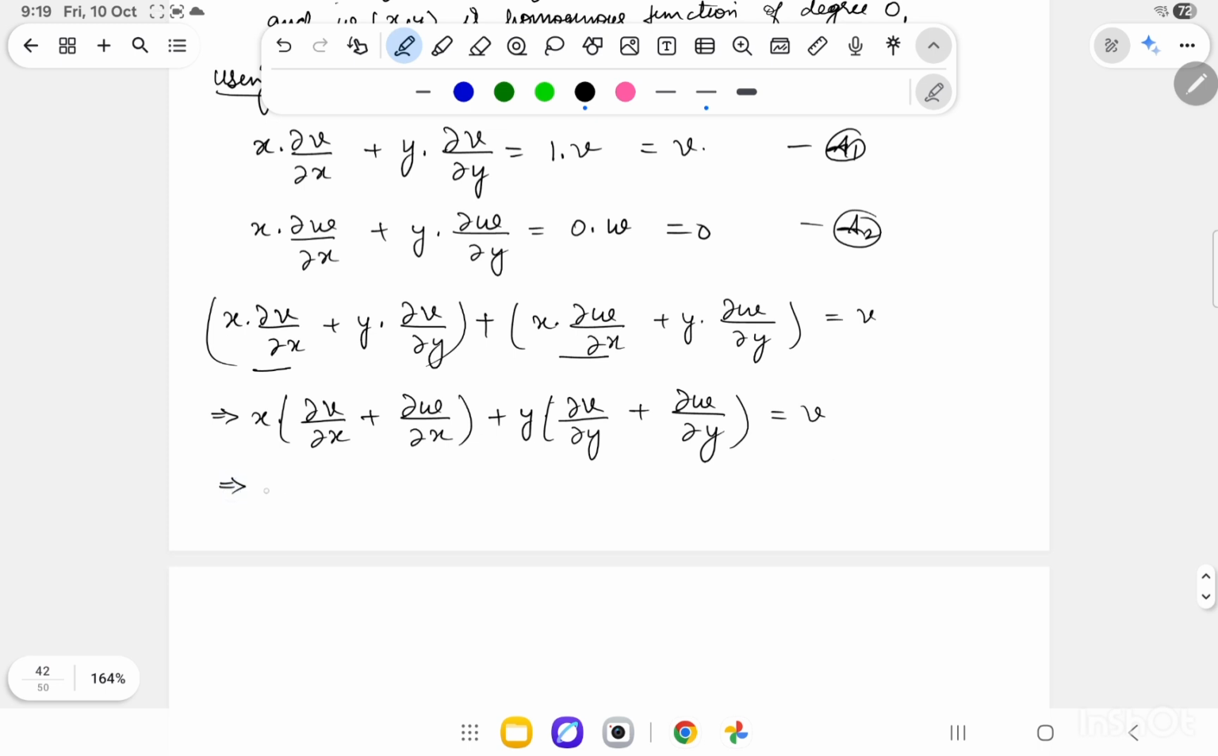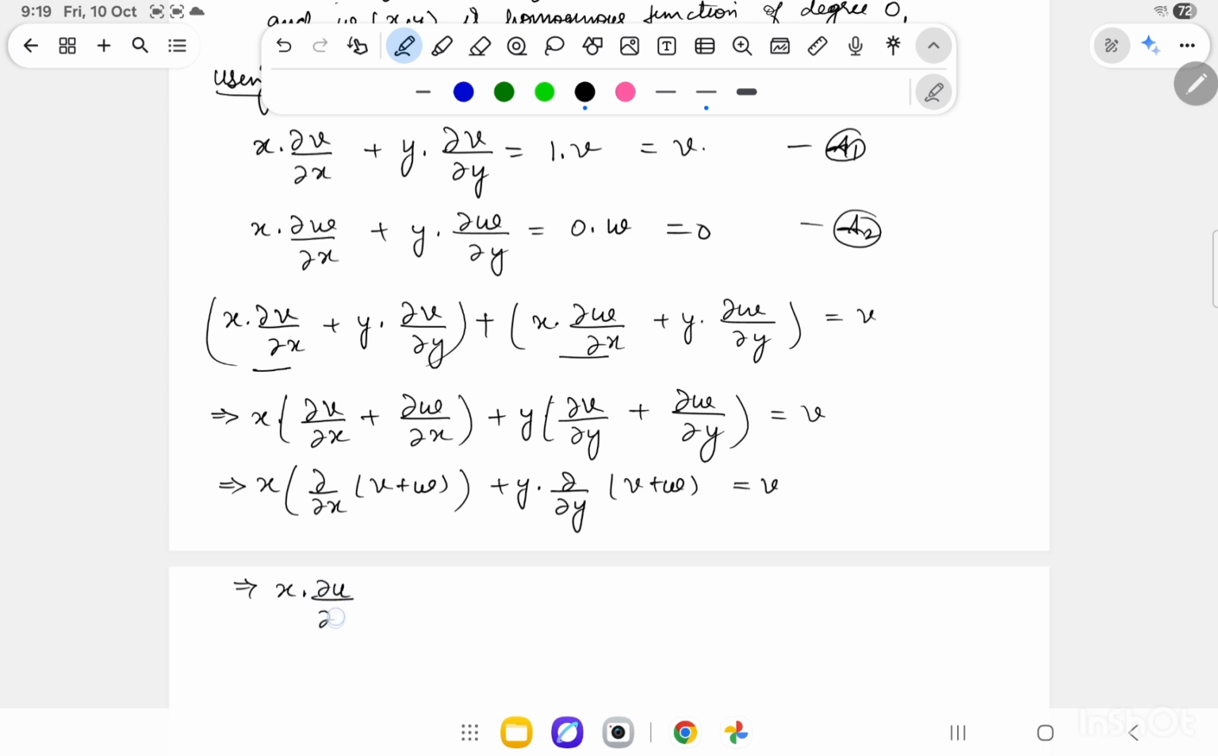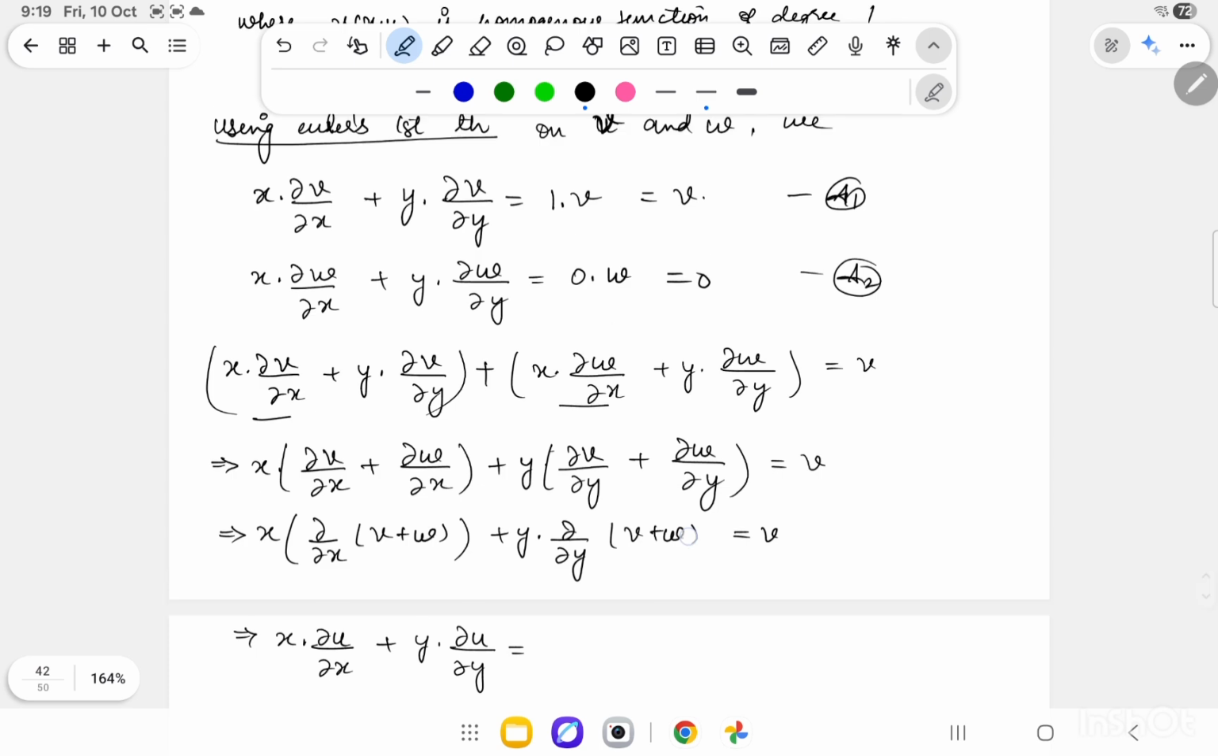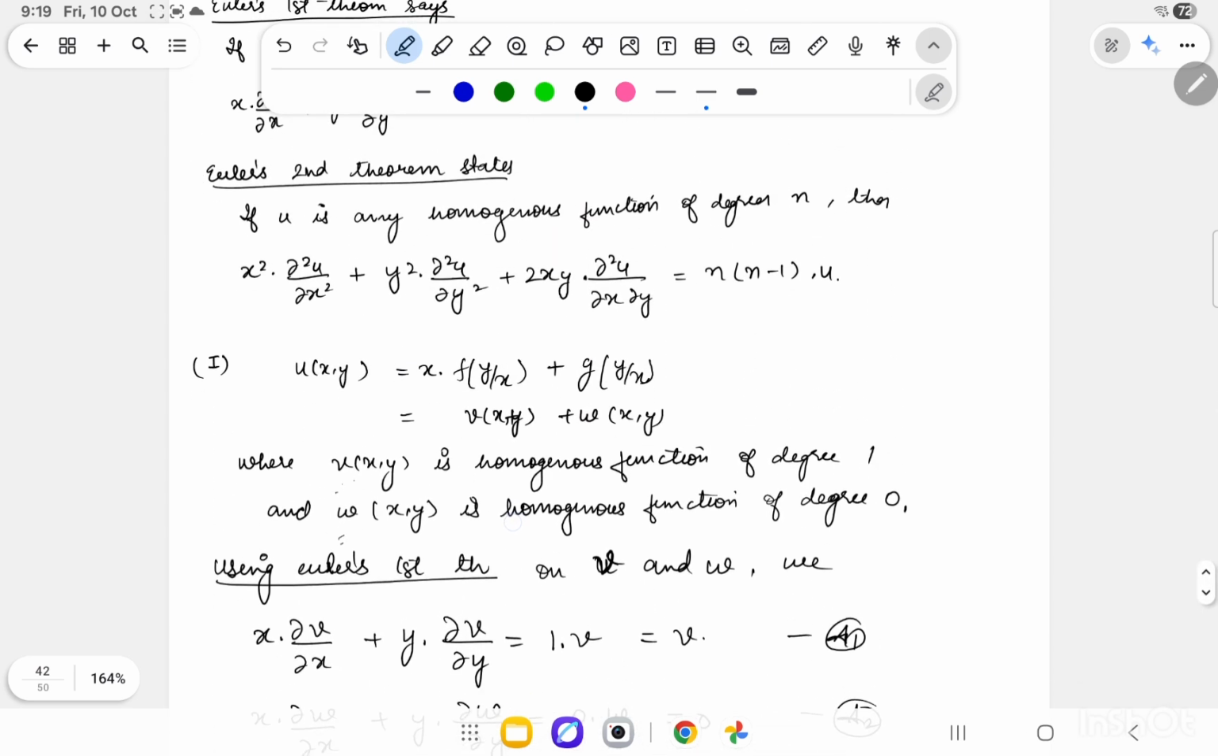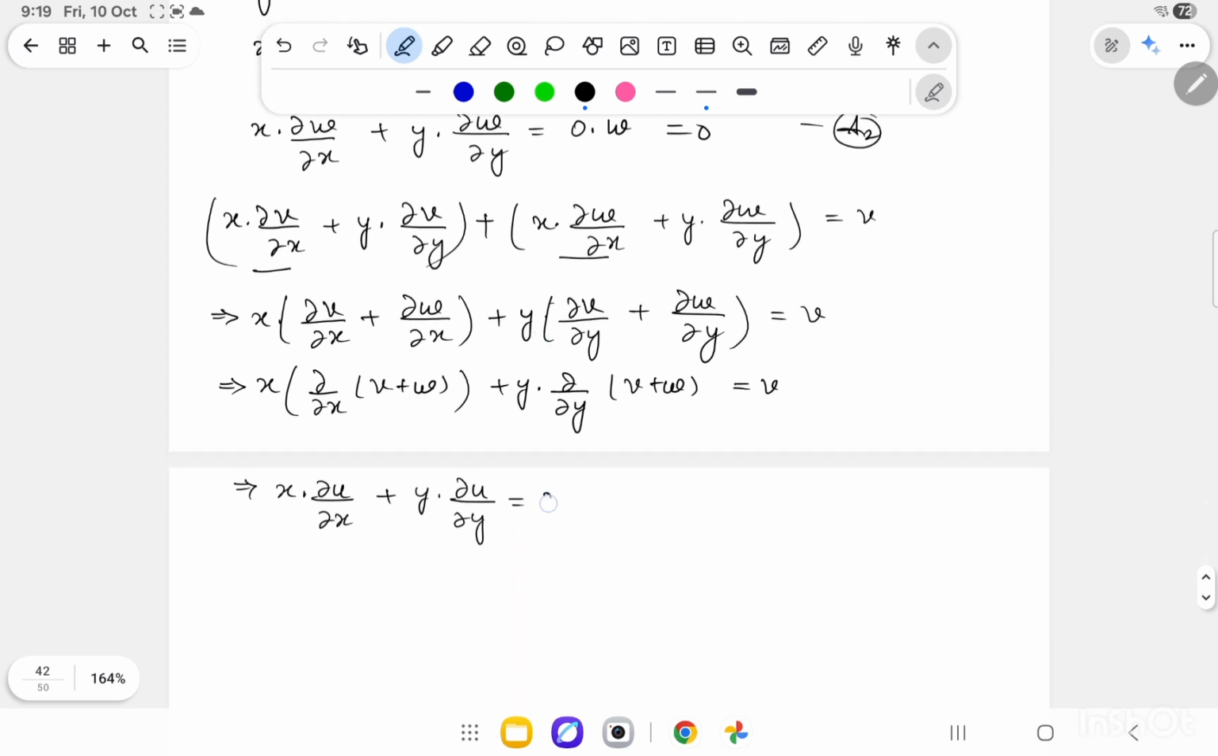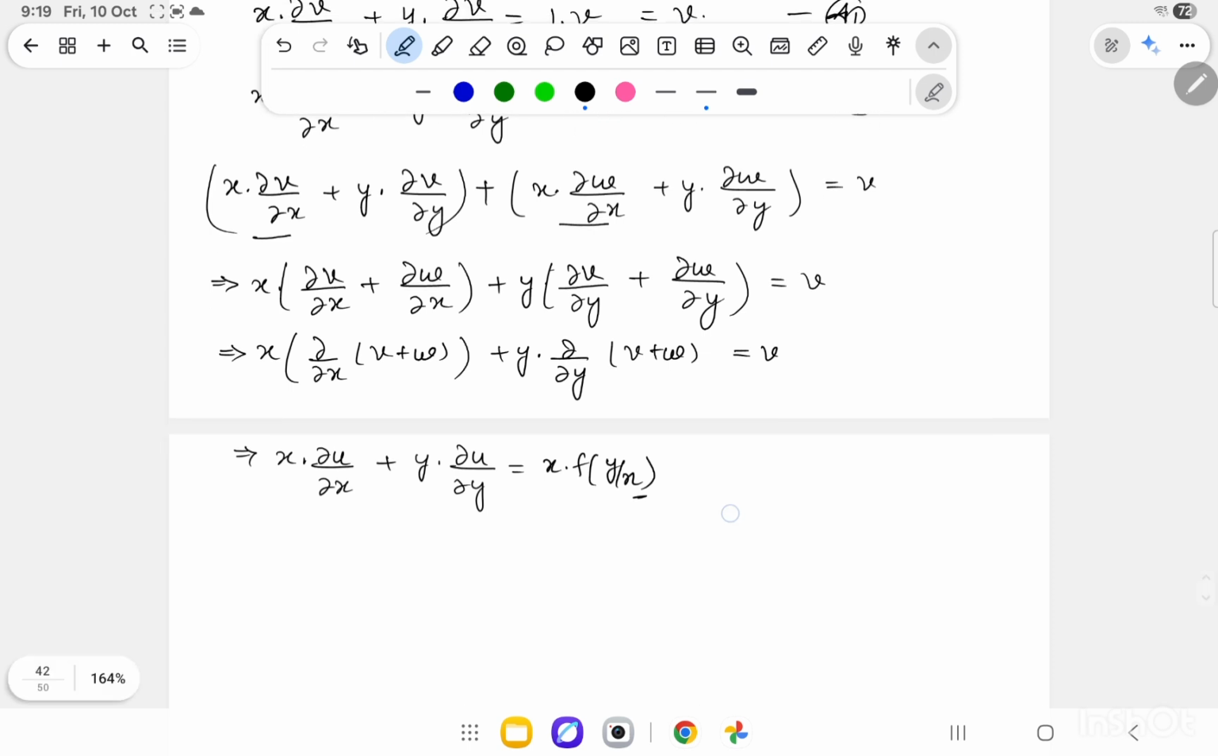Now this can also be written as x times del by del x of (v plus w) plus y times del by del y of (v plus w) equals v, and v plus w is basically equal to u, so this simplifies to x times del u by del x plus y times del u by del y equals v, and v is basically equal to x f of y by x. And this is what we were supposed to prove in the first relation.